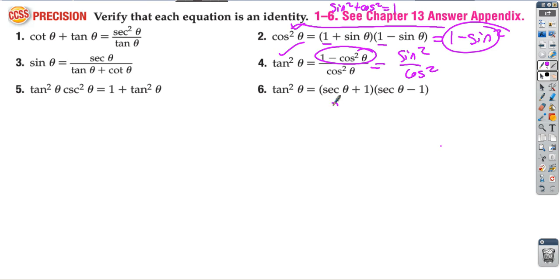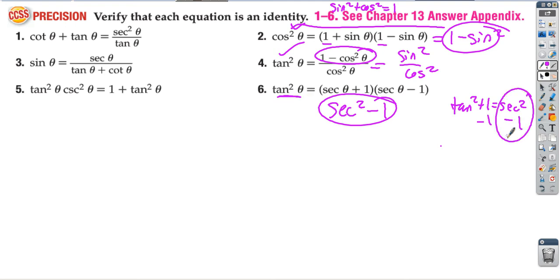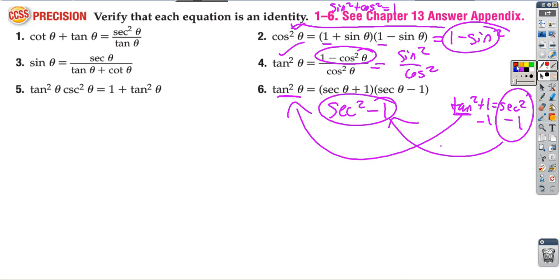6 is also not bad. If you FOIL this out, you're going to get sec squared minus 1. And there's an identity which says tan squared plus 1 equals sec squared. So if you want to solve that for tan squared, you would subtract 1. Sec squared minus 1 is here. Tan squared is here. So 2, 4, and 6 were not so bad. 3 and 5 look a little bit tough. So let's try both of those.